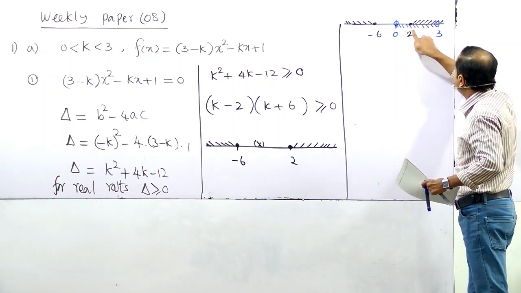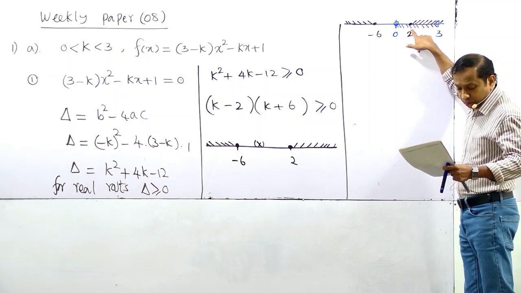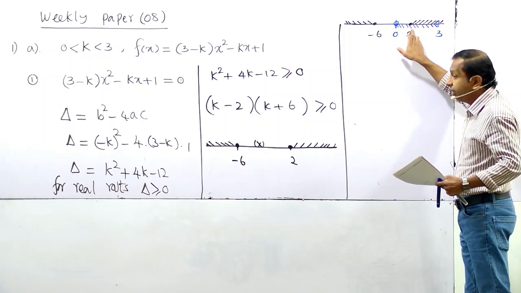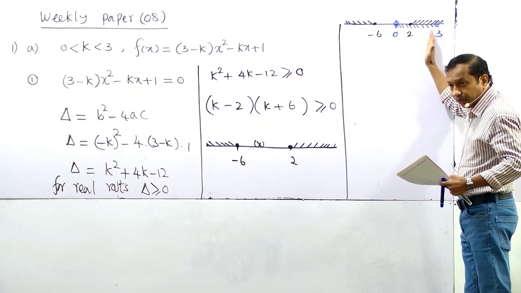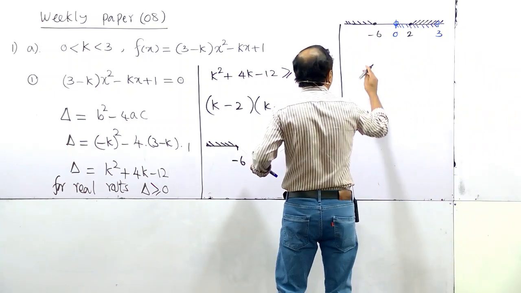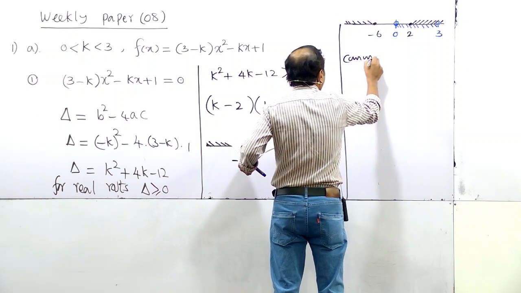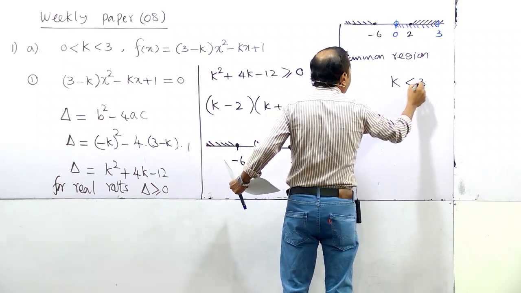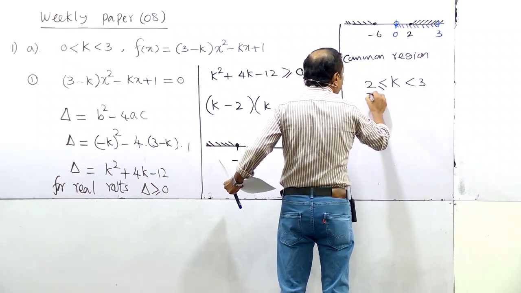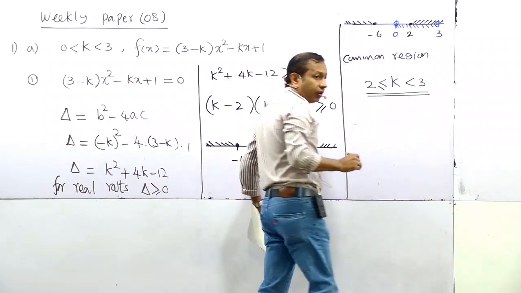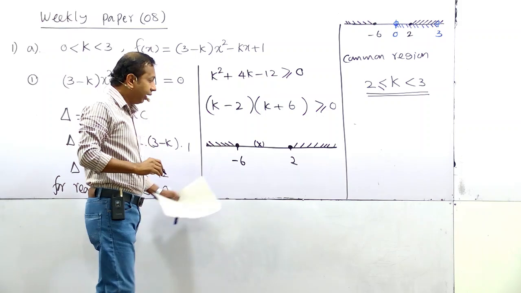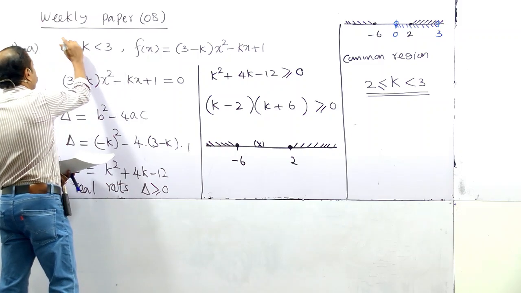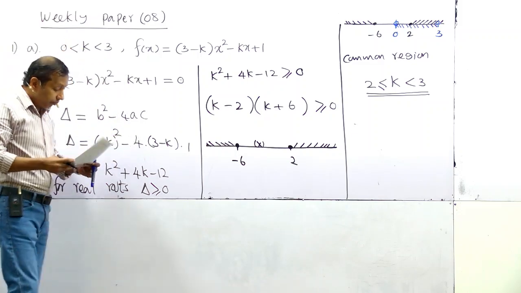Without 3, including 2, no? Can it take 2? Yes, it can take 2. So the common region is k equal to 2 or more, less than 3. Common region is the answer now. Common region: k less than 3, greater than or equal to 2. This is the range of k for roots to be real. If you write only the earlier range, your answer is wrong because you are given k lies in this interval. That is the reason. First part is okay.